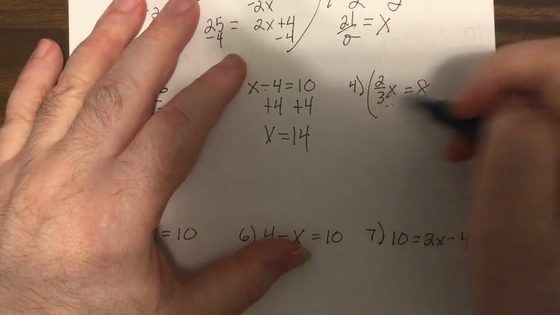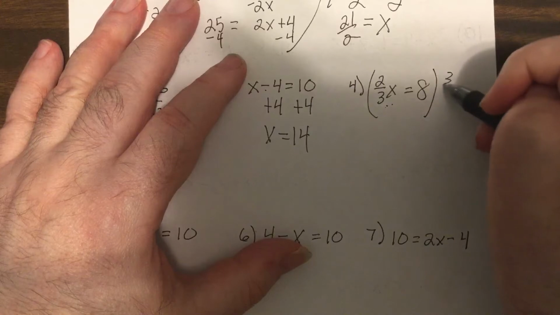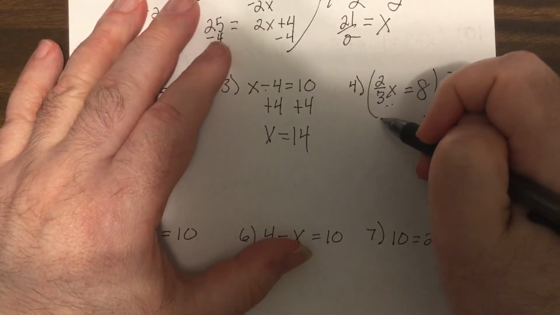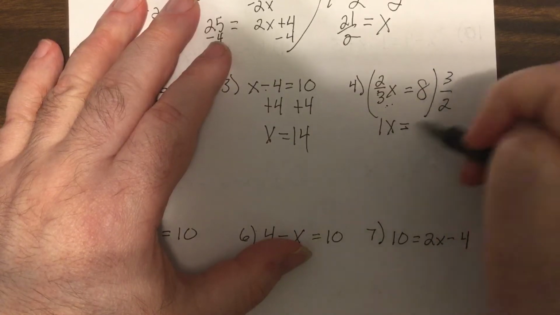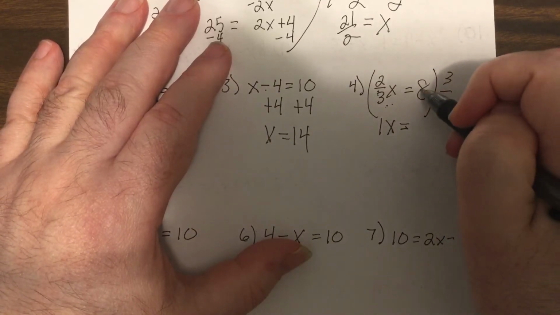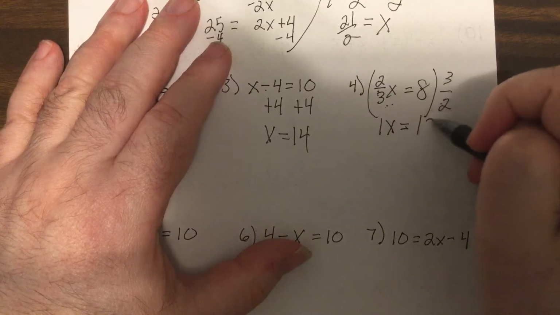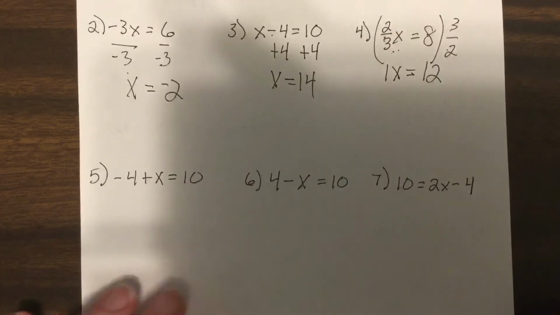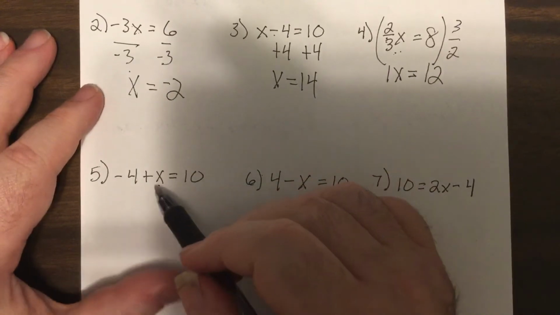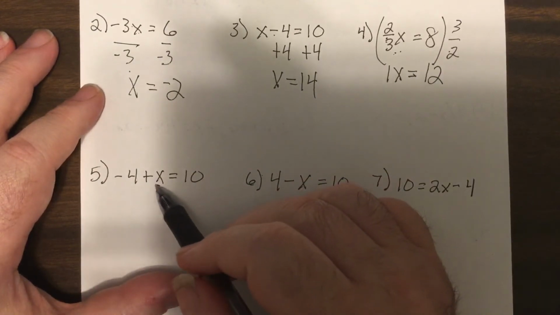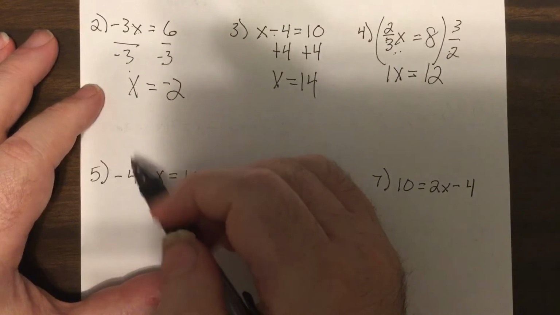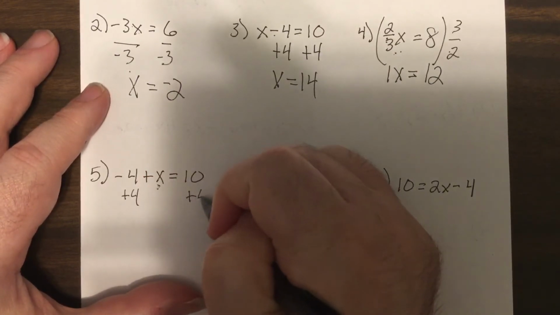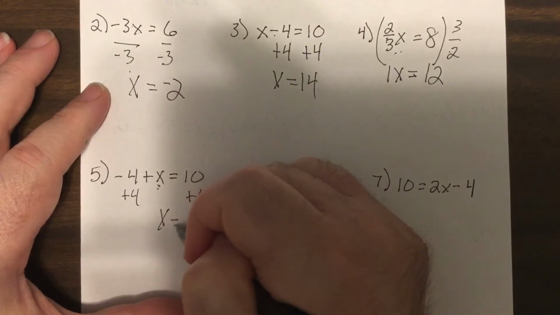Okay, so I'm going to multiply both sides by the reciprocal because anything times its reciprocal is 1, and that's what I want. 1x equals 2 goes into 8 4 times. 4 times 3 is 12. Now we have here, a lot of people get this one wrong. But I want to get rid of the minus 4. So I want to turn it into 0, so that would be plus 4. So I have x equals 10.